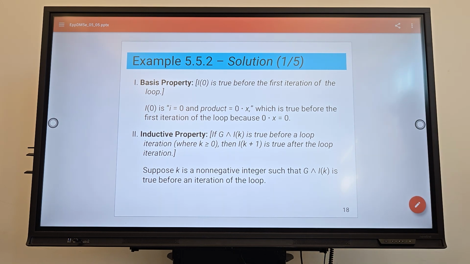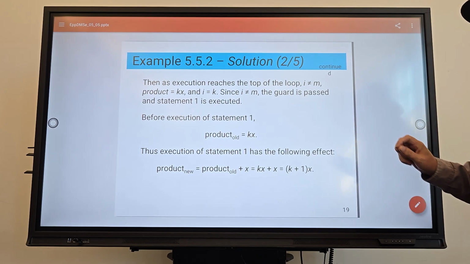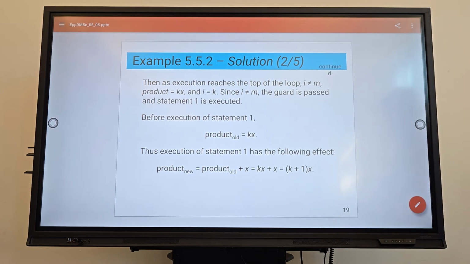The inductive property. Suppose k is a non-negative integer such that G and I of k is true before an iteration of the loop. Then as execution reaches the top of the loop, i does not equal m, product equals k times x, i equals k. Since i does not equal m, the guard is passed and statement 1 is executed.